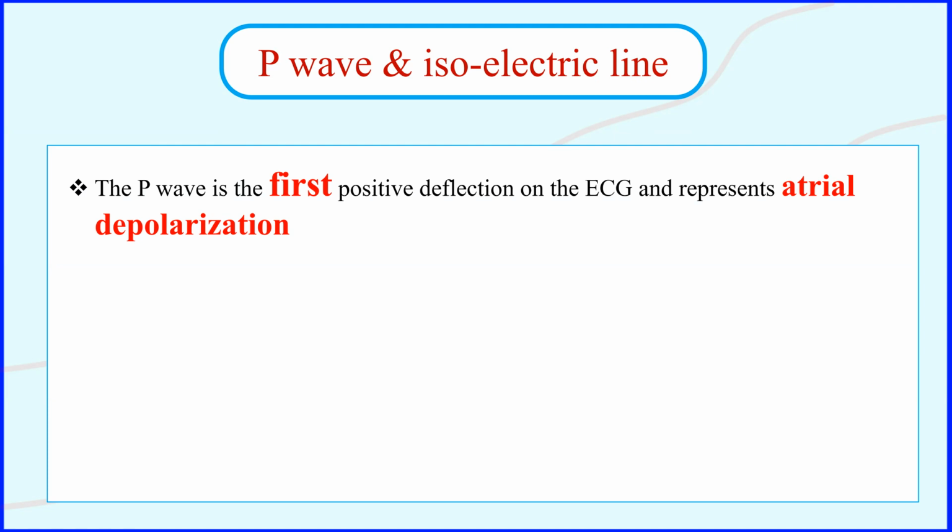We remember that the SA node, the sinoatrial node, is found in the right atrium, and it will generate this action potential, the electricity, that will travel from the right atrium to the left atrium, and both of them will contract. The contraction of these two atria will give me a P wave, which is a positive deflection on ECG.